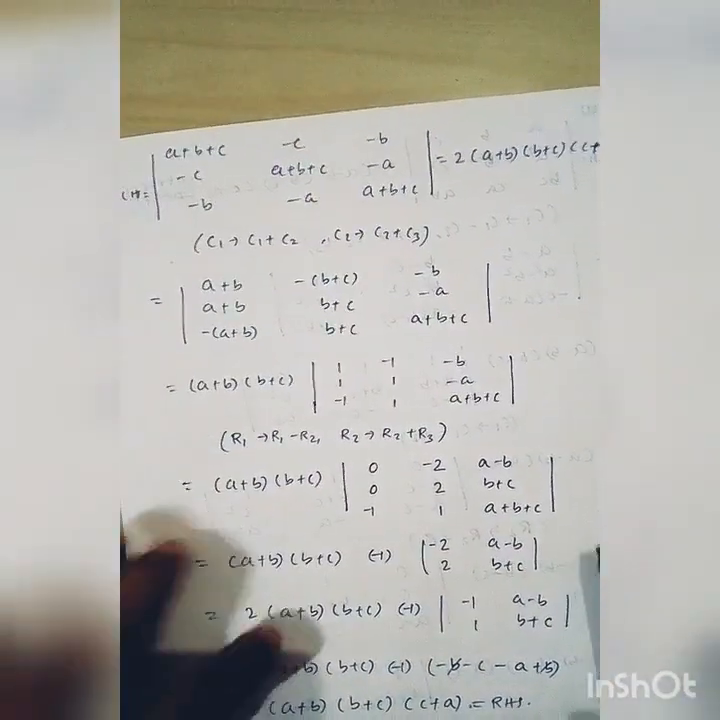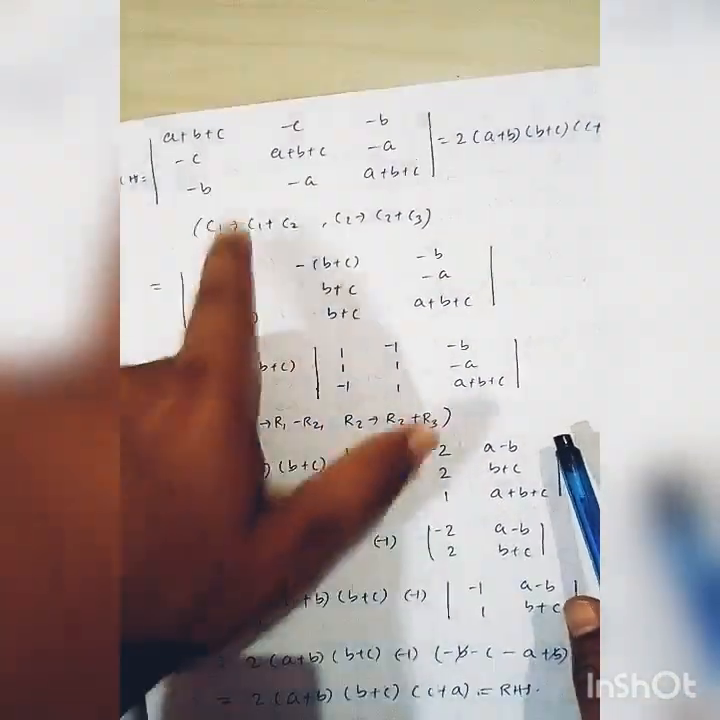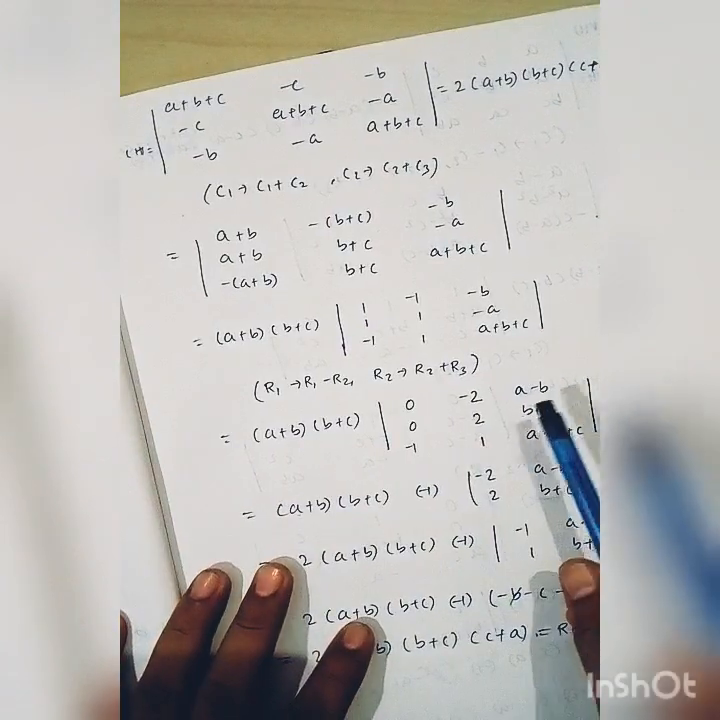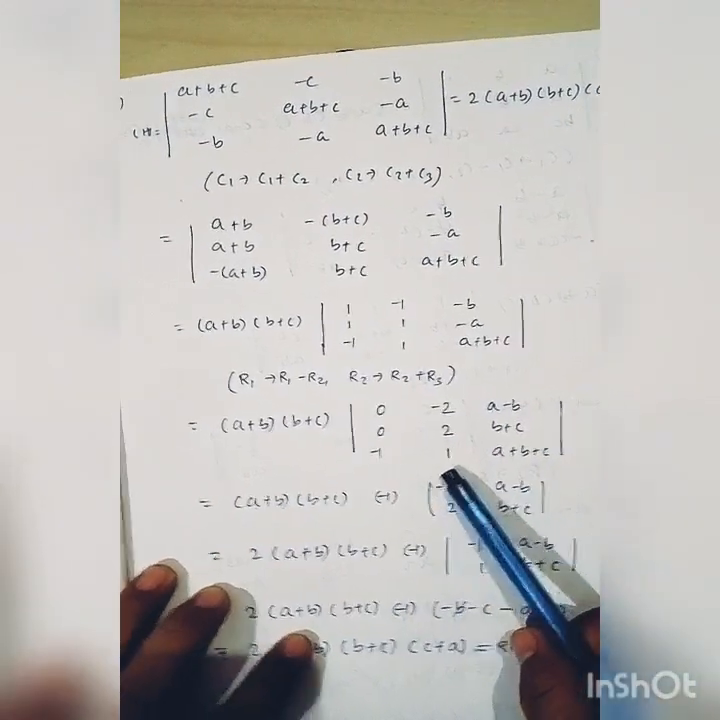Another question. Prove that the determinant of this is equal to 2 into (a plus b)(b plus c)(c plus a). First observe the question. Apply the property.